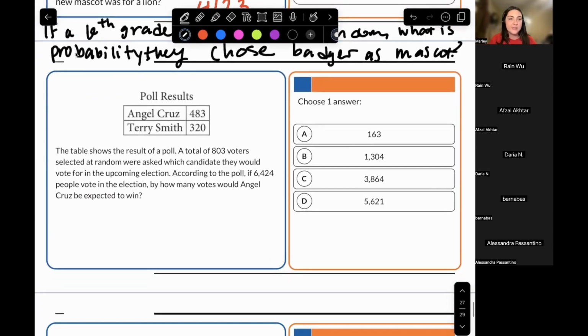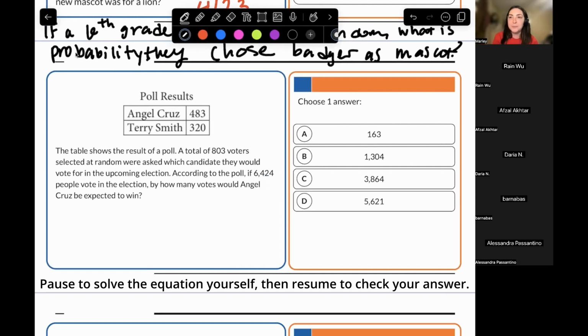Let's take a look at this one really quickly. Poll results. So we have 2 different candidates. There's a total of 803 voters selected at random. We're asked which candidate they would vote for in the upcoming election. According to the poll, if 6,424 people vote, by how many votes would Angel Cruz be expected to win? Be careful as you're approaching this one. There's multiple steps we have to jump through to get to our answer.